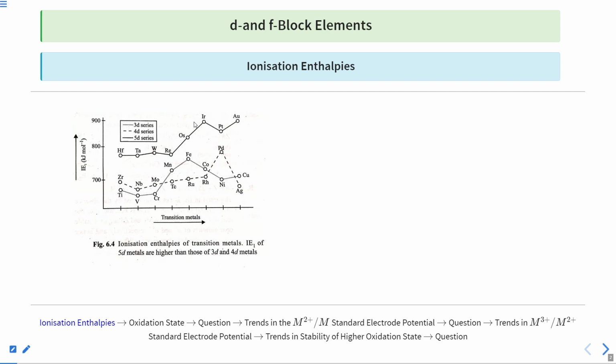Then for one metal it goes up and then we go on increasing. So there is an exception here and an exception here. But in the case of this one, there is a huge exception. First it increases, then it decreases for the 3d metal. Clear? And the answer is the reorganization of electrons.